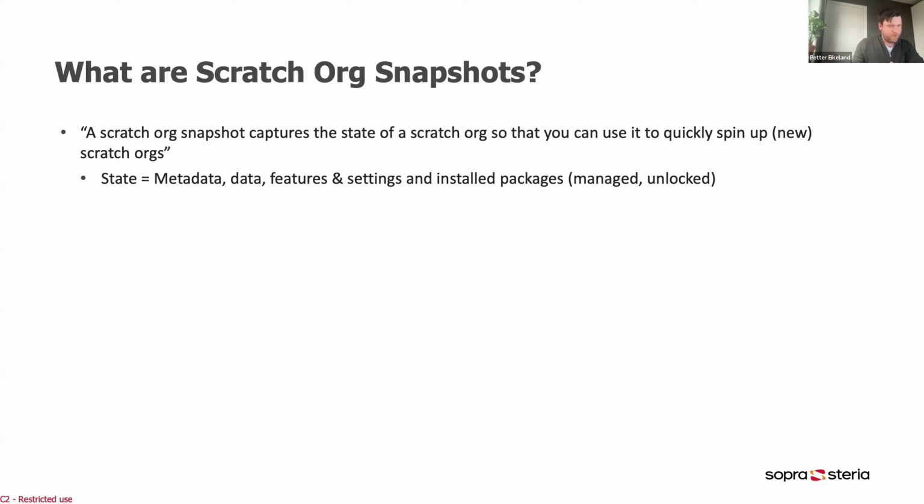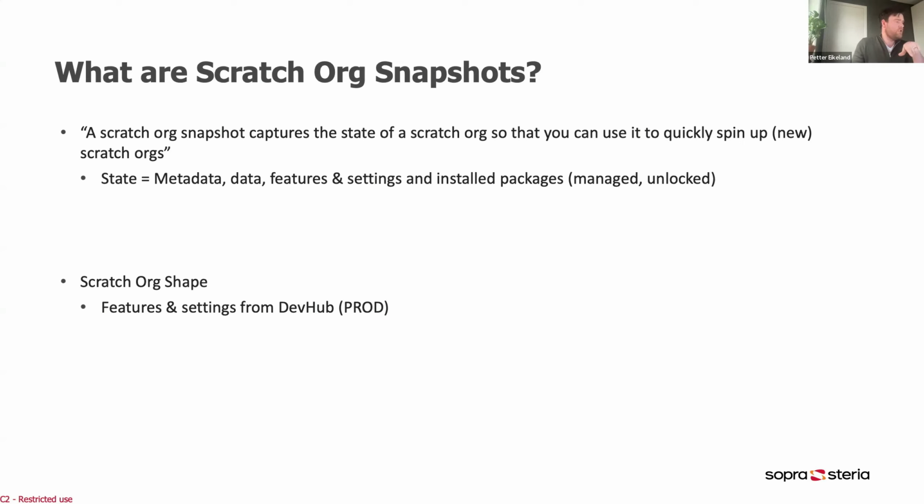So as inferred by the name, the Scratch Org Snapshots can only be used for Scratch orgs, not sandboxes. And they should not be confused with Scratch Org shapes. Scratch Org shapes only retrieve the features and settings from production. It has nothing to do with the metadata or the data. And for those who don't know about metadata, that is the object definitions, the Apex classes, the Lightning Web Components, all of the configuration on the platform.